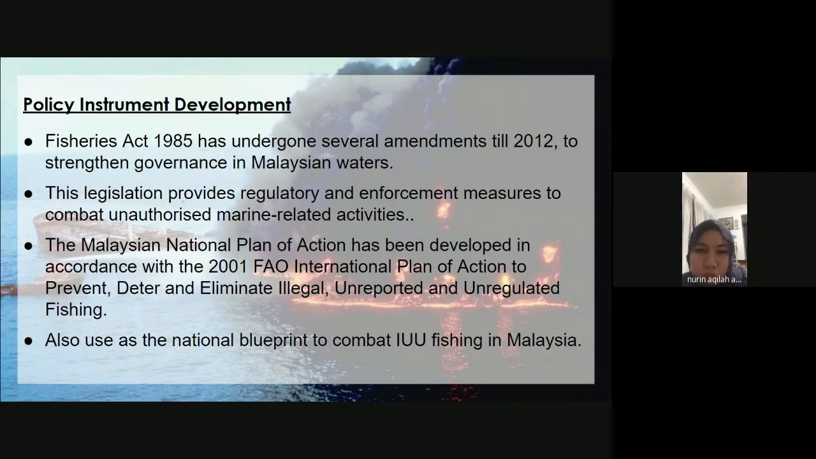Besides that, Malaysia also developed the Malaysian National Plan of Action in accordance with the 2001 FAO International Plan of Action to prevent, deter, and eliminate illegal, unreported, and unregulated fishing. Besides that, the plan also has been used as the national blueprint to combat IUU fishing in Malaysia.